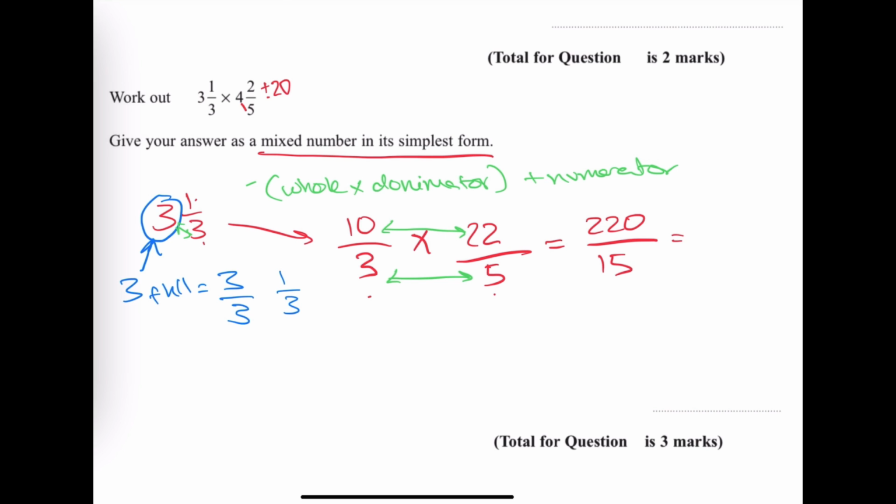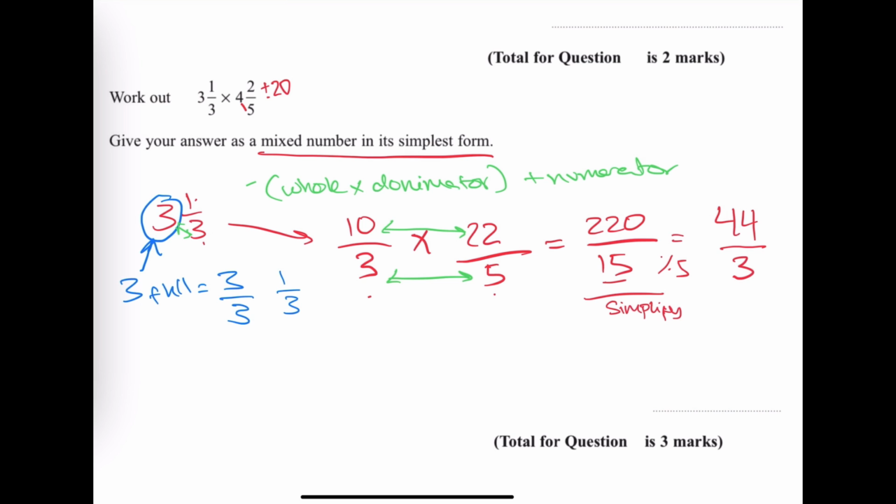What we're going to do now, because we can simplify this, we're going to try and simplify it so that we can make it easier for us. What we can do is divide by 5 on both sides. So if you do 220 divided by 5, we know that that is 44. And if you divide 15 by 5, it is 3.